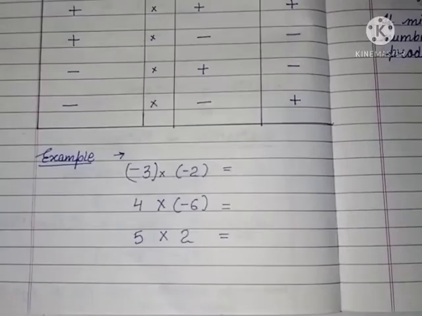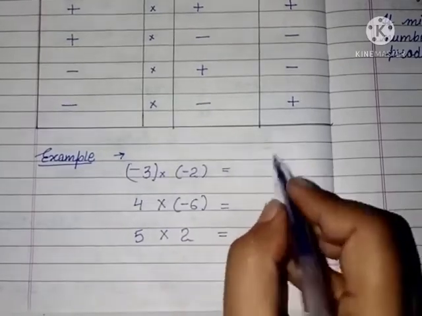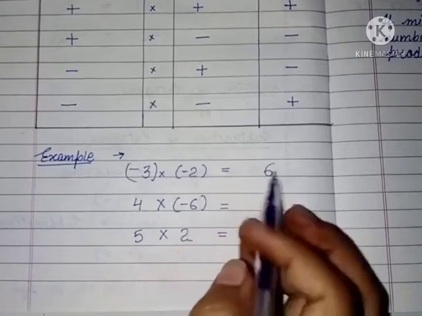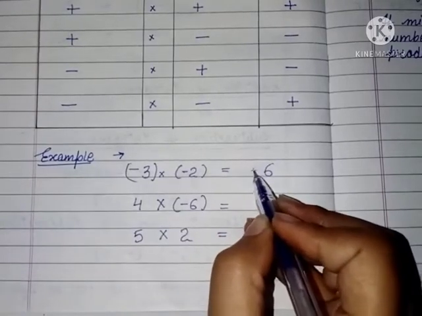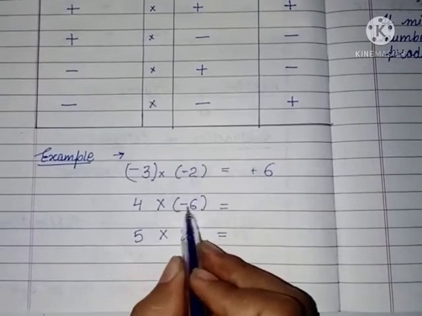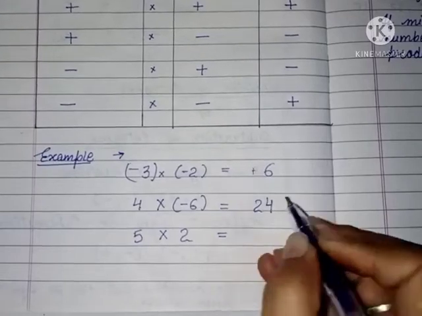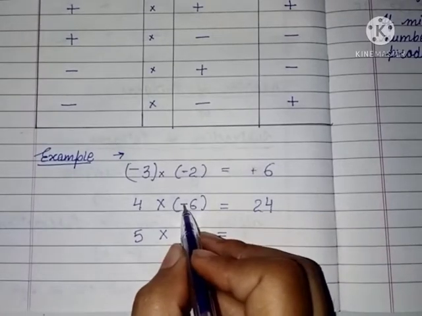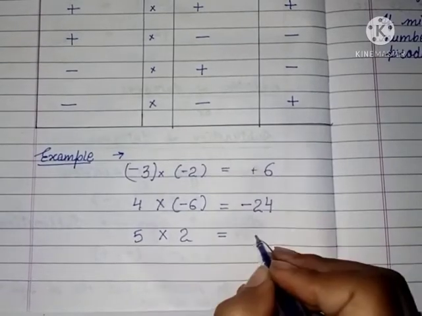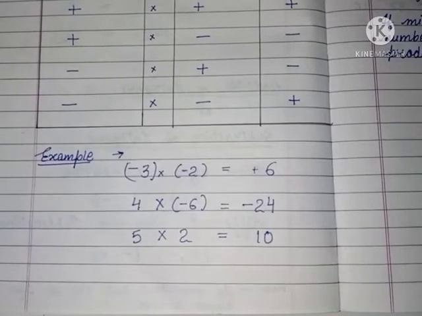Okay, now let's check. You are multiplying them. 3 2s are 6, simply multiply. Now minus minus will be plus, or this is not necessary to put plus sign, so you can avoid it. 6 4s are 24, sign will be plus minus minus. 5 2s are 10, both are of plus sign, so no need to put plus sign.